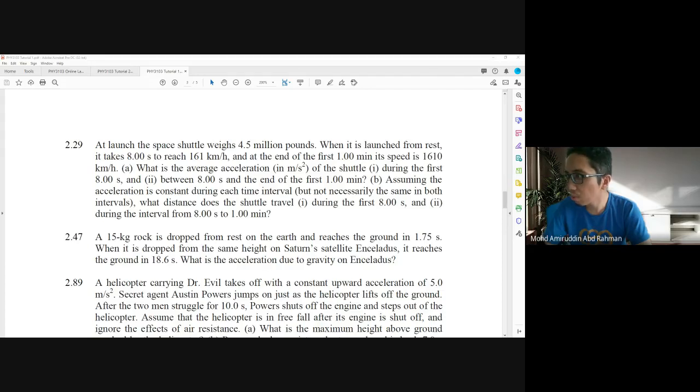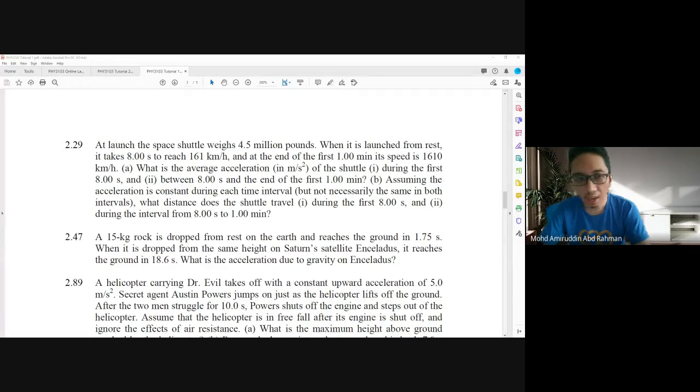For number 1, during the first 8 seconds, it will be 5.59 meters per second squared. So that's the answer. And then for number 2, between 8 seconds and the end of the first minute, the answer will be 7.74 meters per second squared.